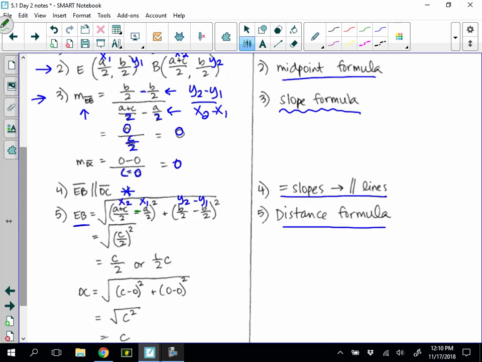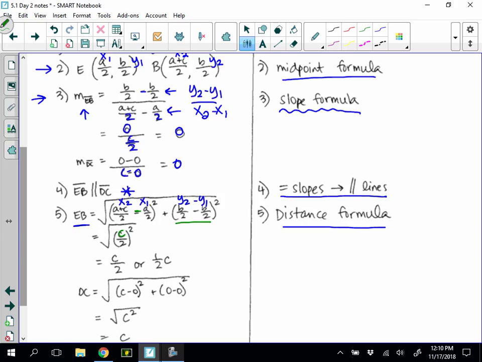So let's go to the simplifying. The 2's are a common denominator, so a plus c minus a, I am just left with c because the a is canceled. Over here, b divided by 2 minus b divided by 2 is 0. So 0 squared is just 0. So that's why I have nothing written except for c over 2 squared.